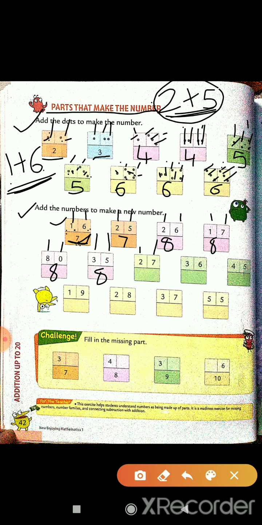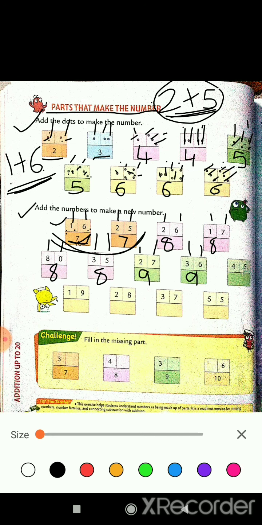Got it, students? Next, in the first box 2 is written and in the second box 7 is written. So 2 plus 7 is equals to 9. Next, in the first box 3 is written and in the second box 6 is written. So 3 plus 6 gives us 9. Got it, students? Students, these two were the number combinations of 7.